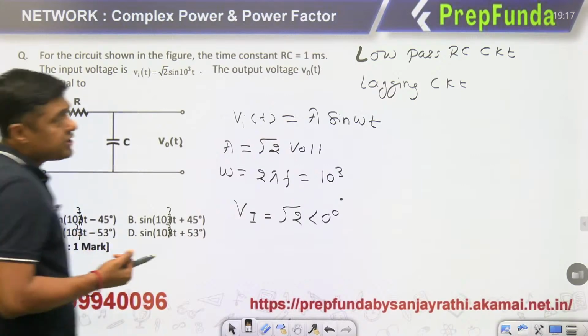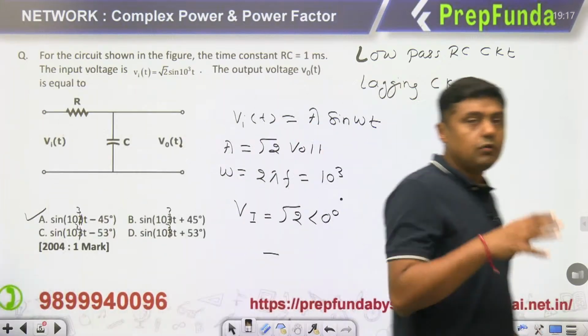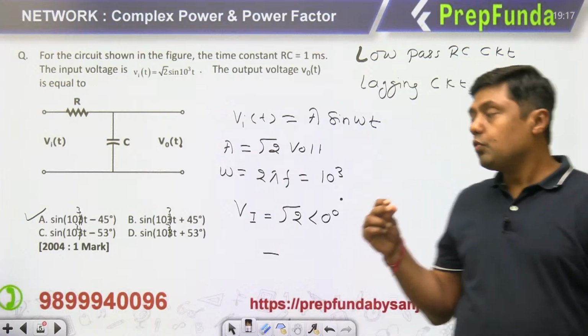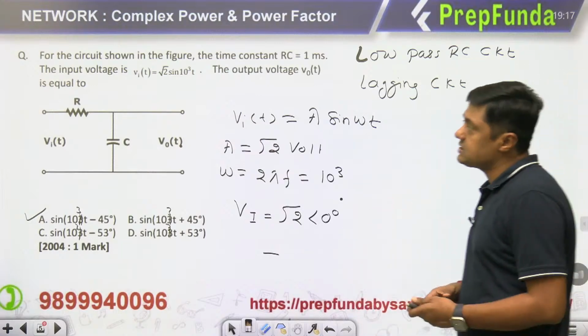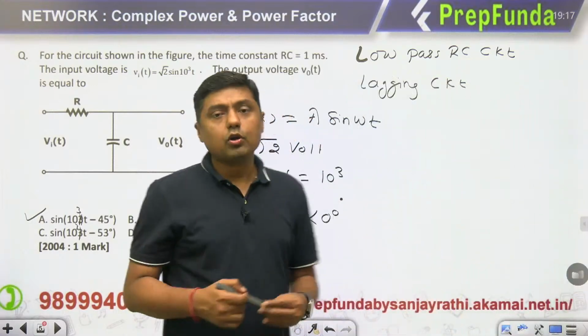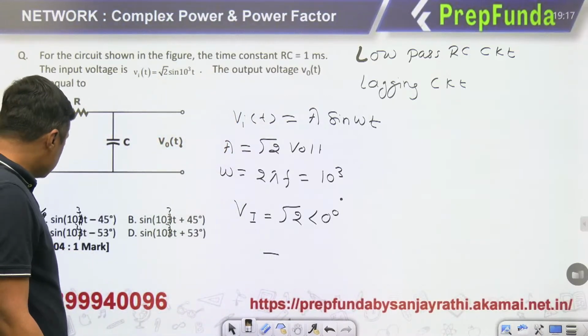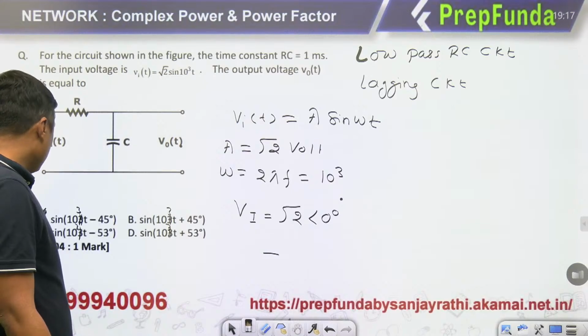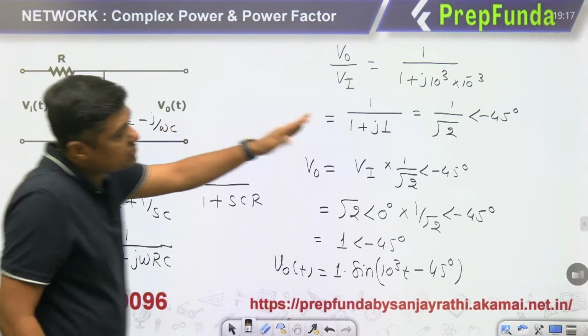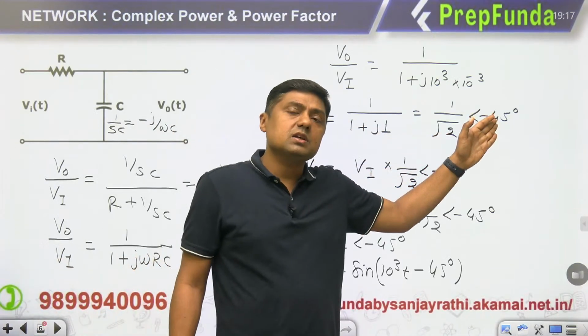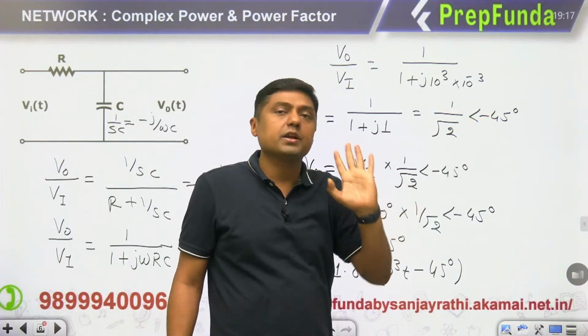So already I have said this is a lagging circuit, meaning there will be a negative phase shift. Or you can quickly solve the question within seconds, guys, because we have to get the phase only. What is the phase shift? Already we have calculated; this is minus 45. So in which answer is there a minus 45? In only one answer, that is option A.